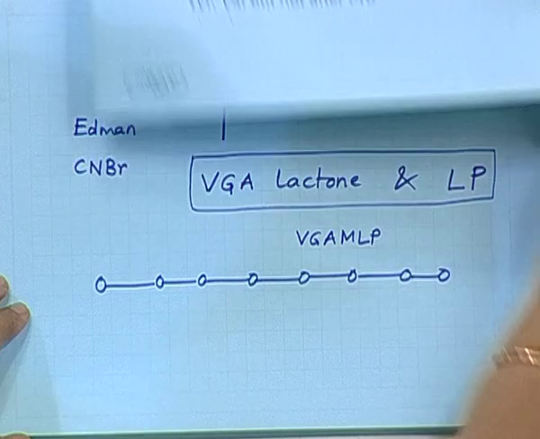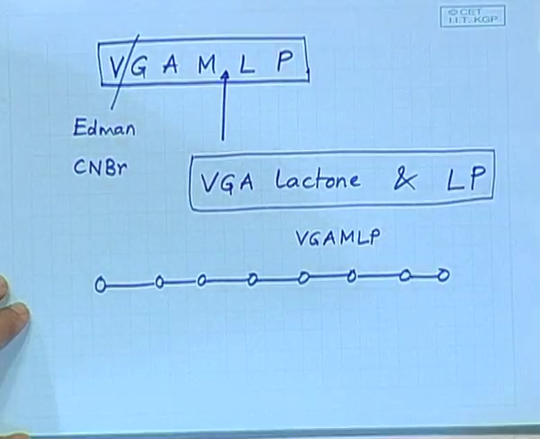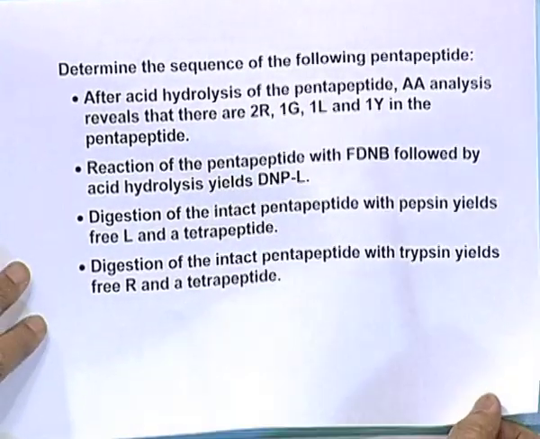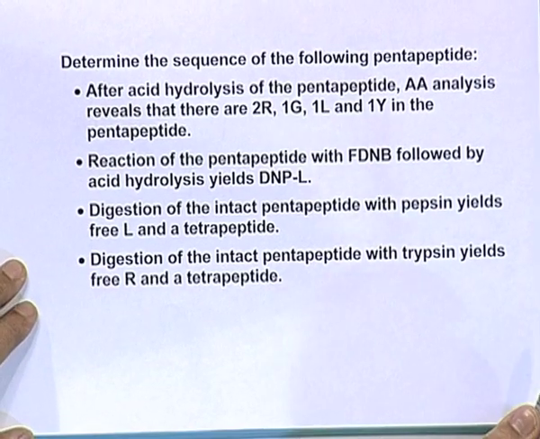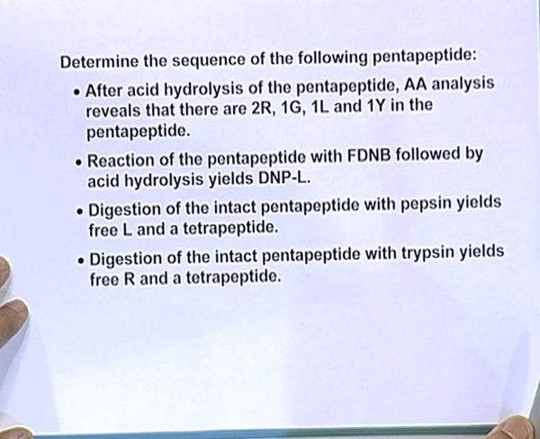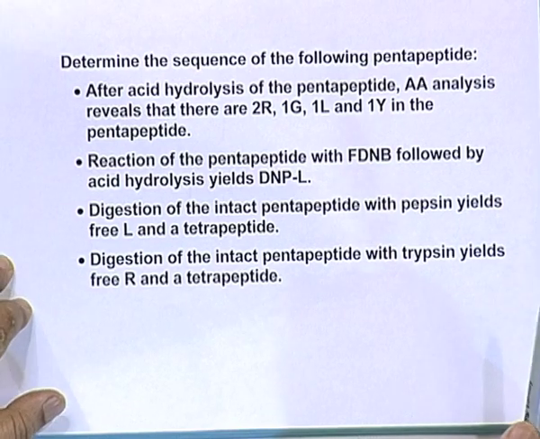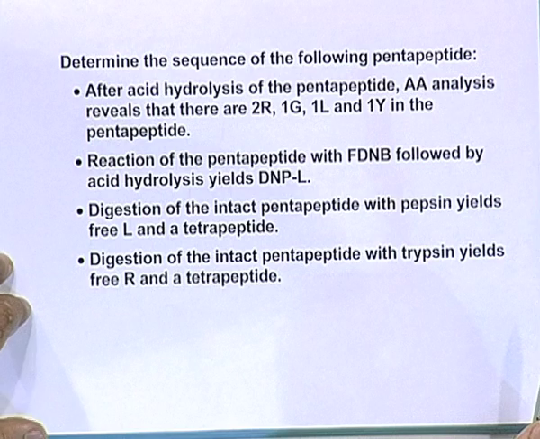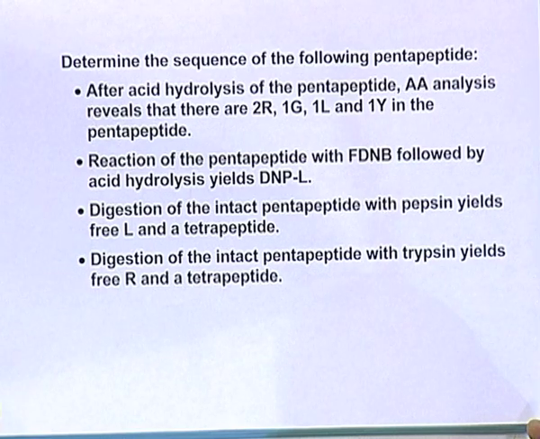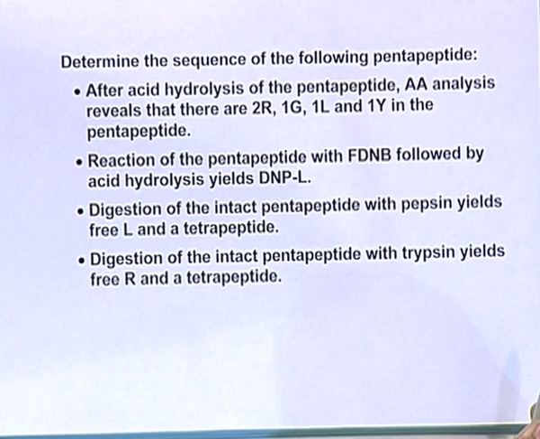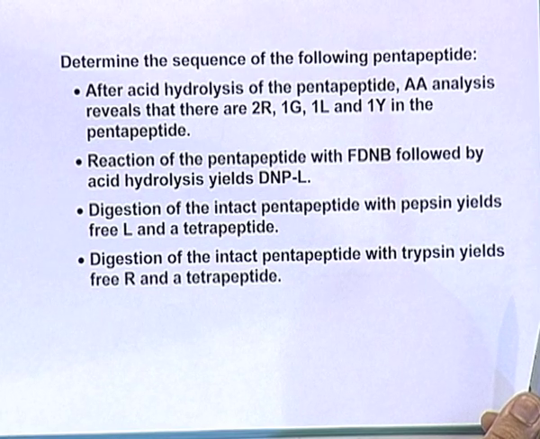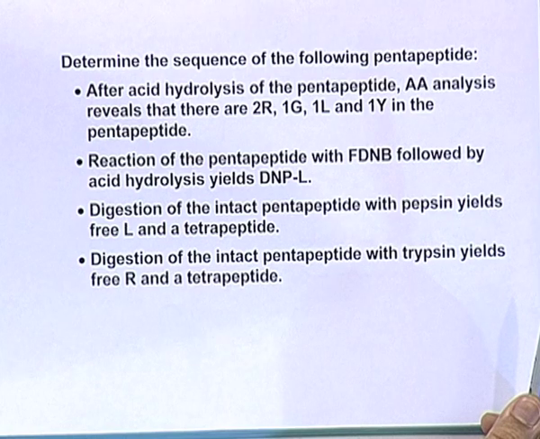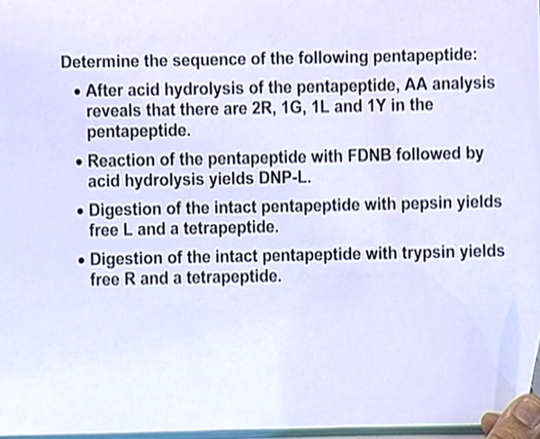So, I have a small problem for you where you can determine the sequence of a pentapeptide. What is a pentapeptide? It just has 5 amino acids. So, what are these 5 amino acids? There are 2 arginines, 1 glycine, 1 leucine and 1 tyrosine.